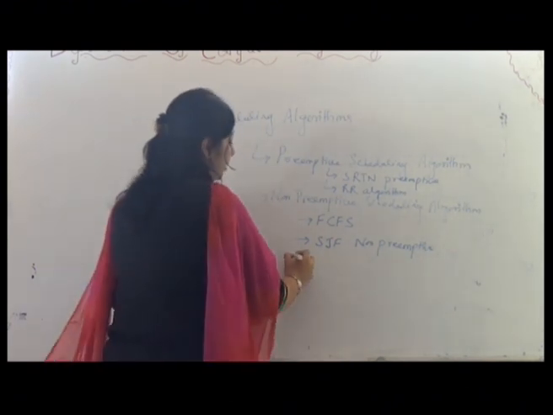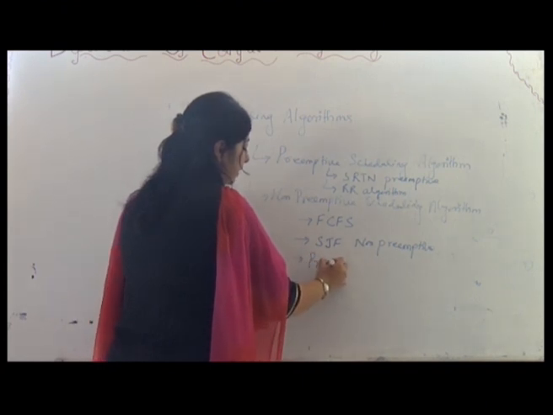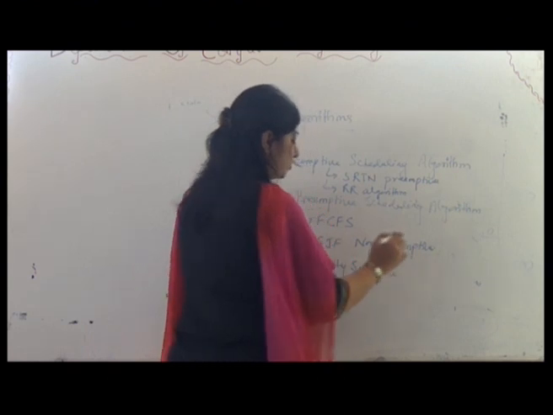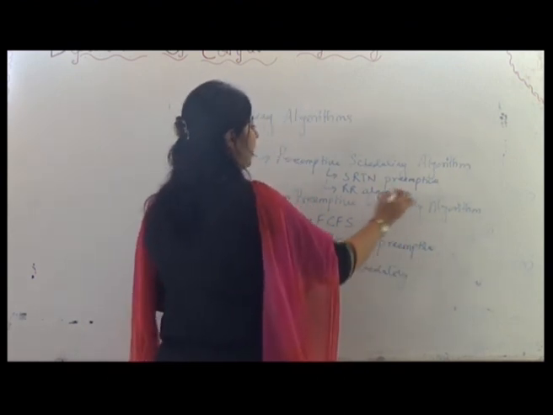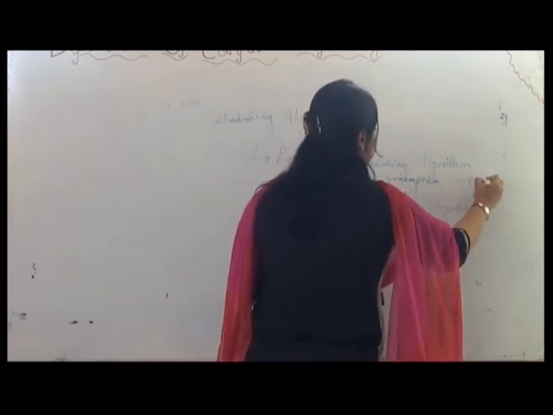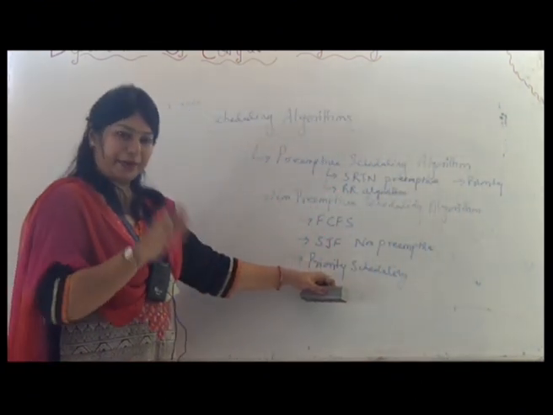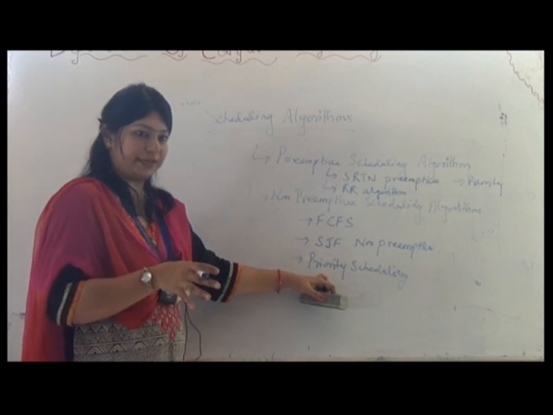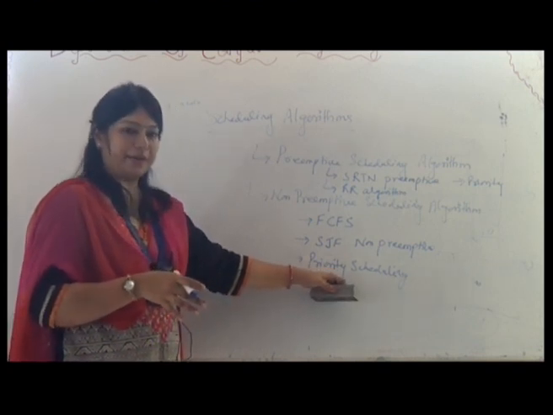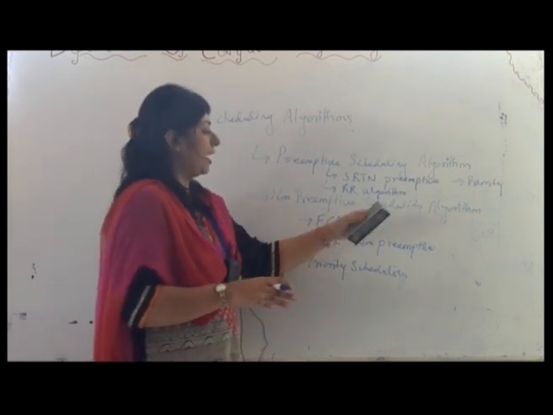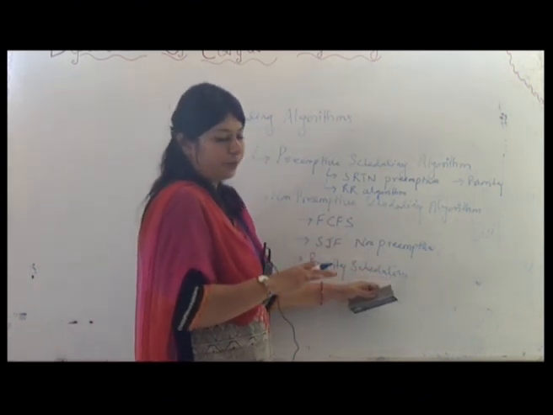Next is priority scheduling. It is also of two kinds, preemptive and non-preemptive. In non-preemptive, our queue structure is decided on the priority basis. Whichever process has the higher priority, we allocate the CPU to that process. And once the CPU is allocated, it won't be preempted.